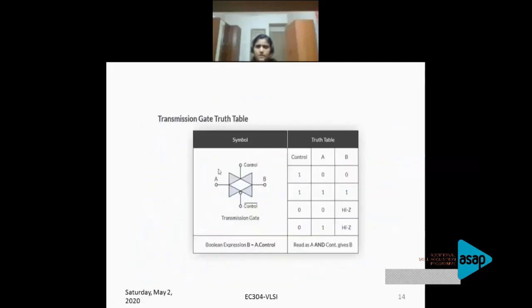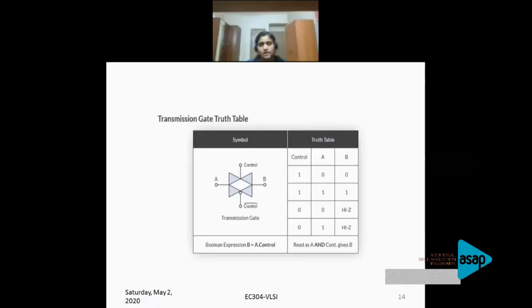This is with reference to this diagram, that is, you are having A and B, A as input, B as output, C or control as a gate signal. So as long as the C value is 1, both the transistors are on, so A is passed on to the output. When the C value or the control value is 0, both the transistors are off, so there is no connection between the input and output, so our output is normally in a high impedance state. So that is how you can conveniently represent what a transmission gate is about.